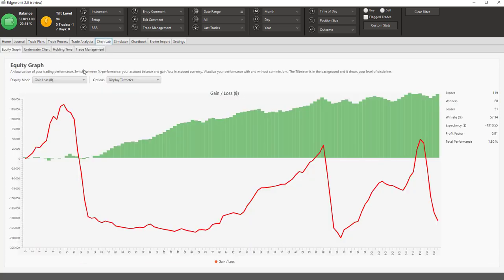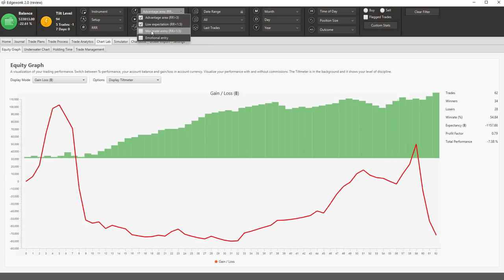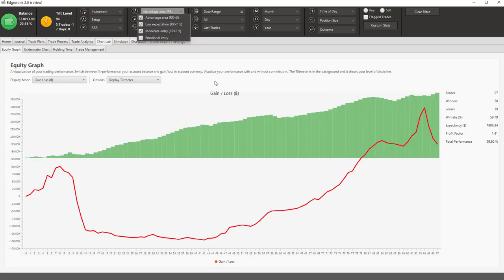Let's go to the chart lab and let's take a look at the entry comments. And let's look at all the trades except for the ones with emotional entries. And you can see without emotional entries, the trader would have been very profitable, with an overall gain of 175,000, more than what he's currently down.